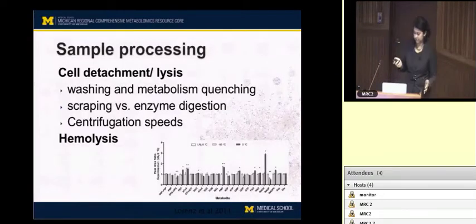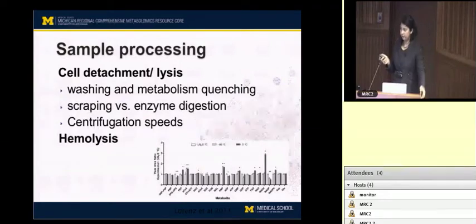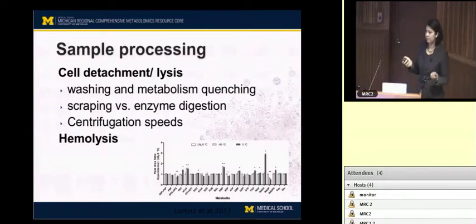Also, sample processing. Are you washing with a buffer that's different? Is metabolism quenched at the exact time, on every cell plate? Are you scraping? Are you digesting? What about centrifugation speeds? Because cell lysis can occur, changing the metabolites in your pellet. Hemolysis with biological fluids like serum and plasma could also change a lot of metabolites.